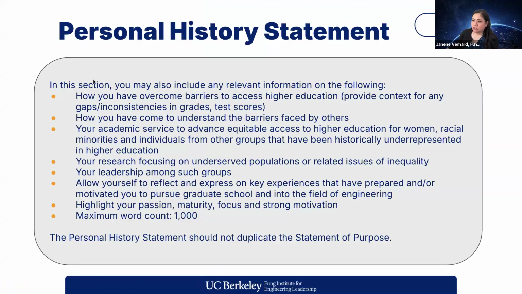Then for the personal history statement, include any information on the following: any barriers you've overcome, how you've overcome them, barriers to higher education, and explain any gaps or inconsistency in grades or test scores. Maybe in your undergraduate, you got sick or somebody got sick and you had to help them, or you had to take on another job to pay for bills and tuition. Let us know what was happening in the moment so we understand your trajectory. Or, if you don't have any barriers, how you've come to understand barriers faced by others.